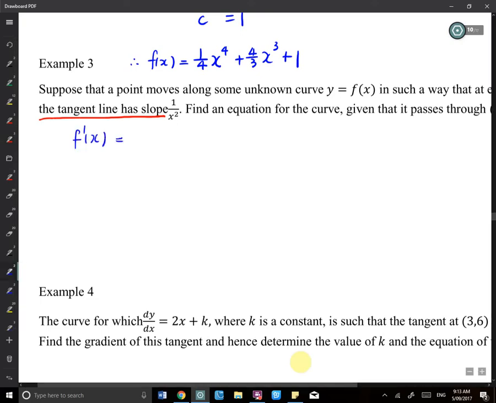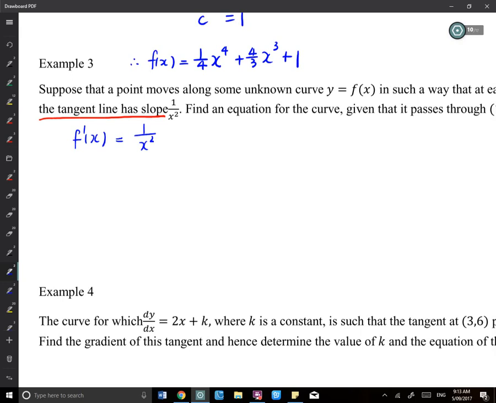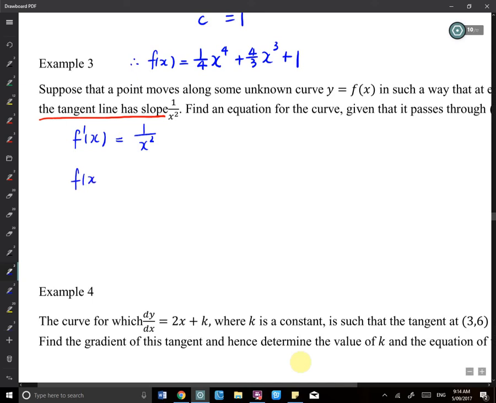So f dash x is 1 over x squared. What the whole sentence is talking about is f dash x equals 1 over x squared. How can you know that? You must know that f dash x is the gradient of the tangent, the slope of the tangent. The gradient of the tangent must be dy dx, and that will be f dash x, depending on what you have. And then we have that. Therefore, I know my fx must be the integral of x to the power of negative 2 dx.